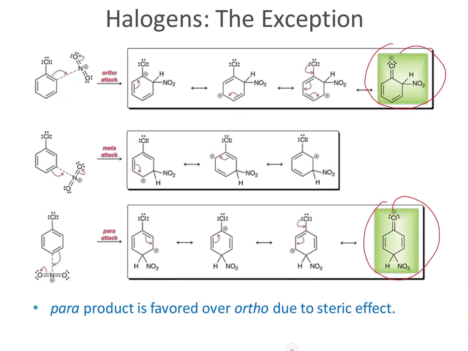Okay? And in this case, just like the other activators, they will direct the incoming group to the para position being the major product and the ortho position being the minor product. And of course, the halogens have larger atomic size, so that reduces the steric effect that would be experienced in the ortho position.